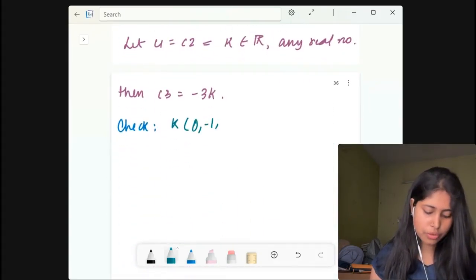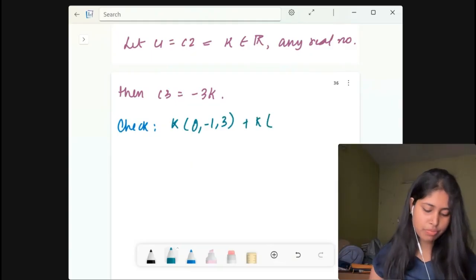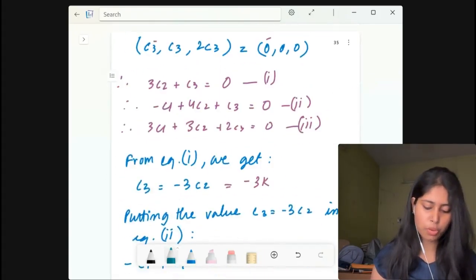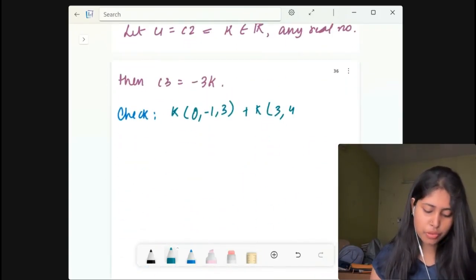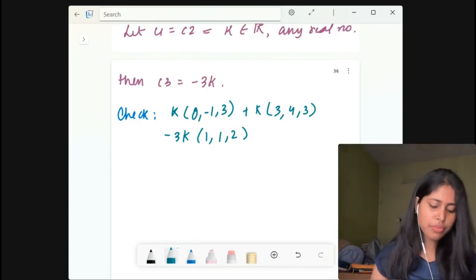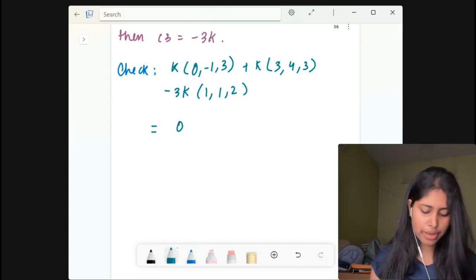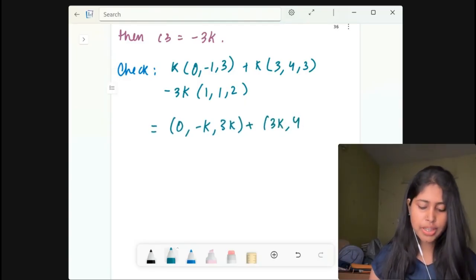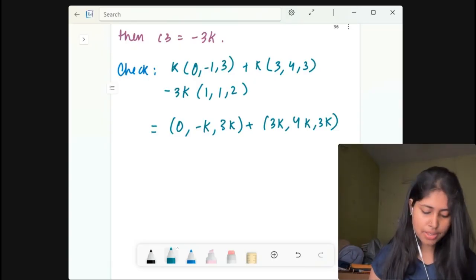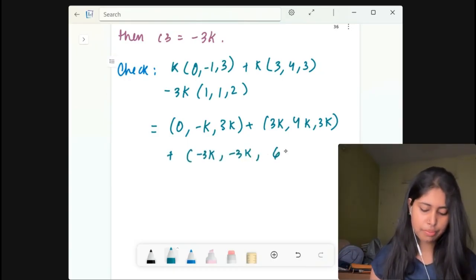0, minus 1 and 3, plus K. The next vector is 3 comma 4 comma 3, and the next is 1 comma 1 comma 2. So 3 comma 4 comma 3 minus 3K, 1 comma 1 comma 2. Okay, we will see if it comes to be 0 comma 0 comma 0. Let us see: 0 comma minus K comma 3K, plus 3K comma 4K comma 3K, plus minus 3K, minus 3K, minus 6K.